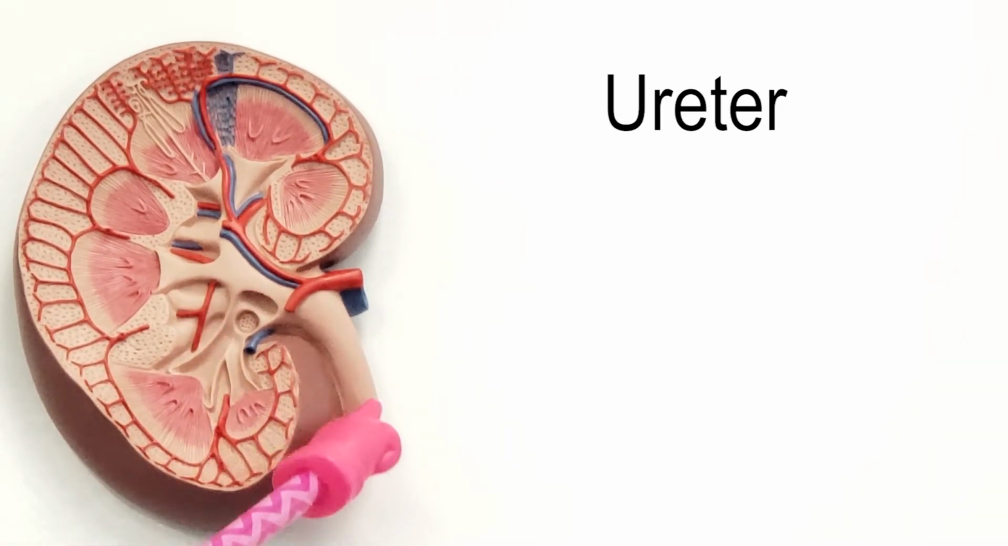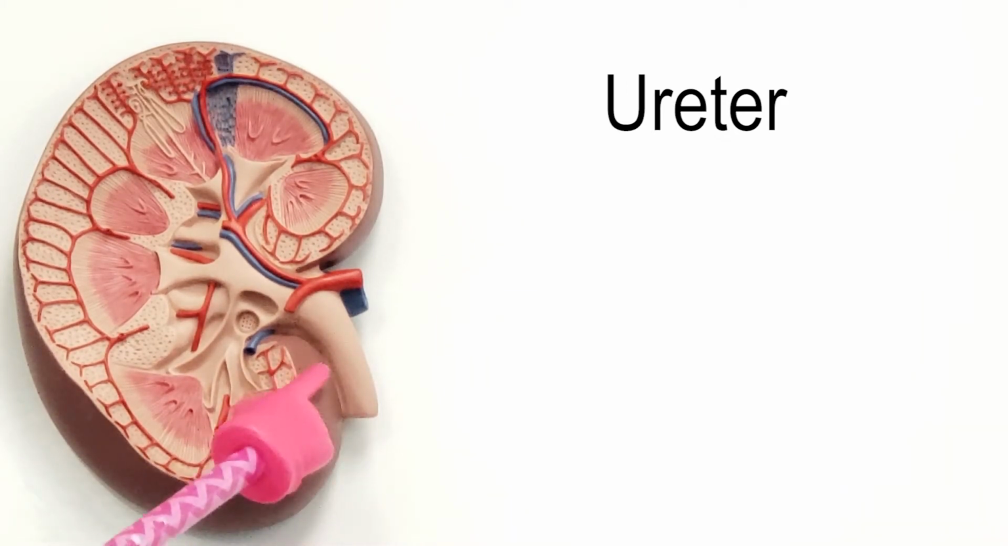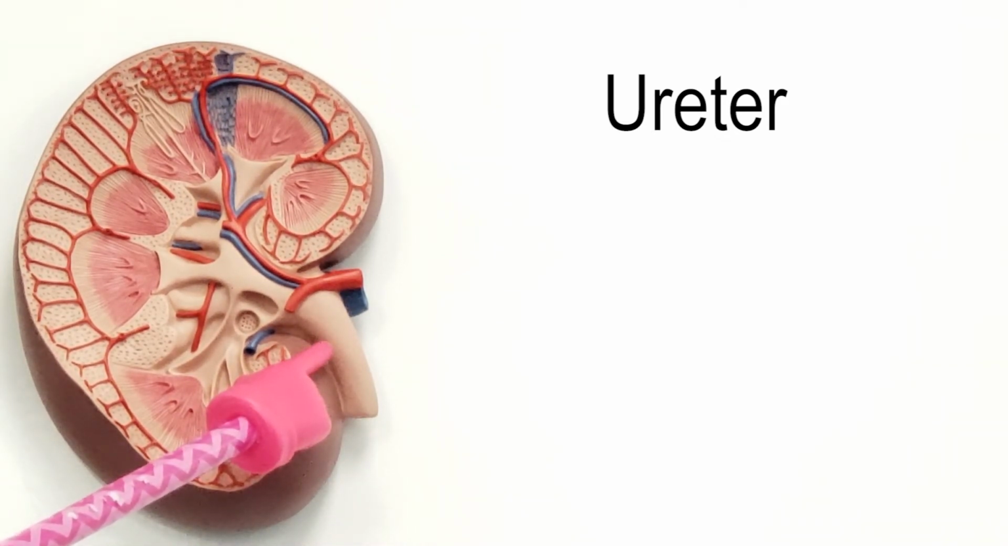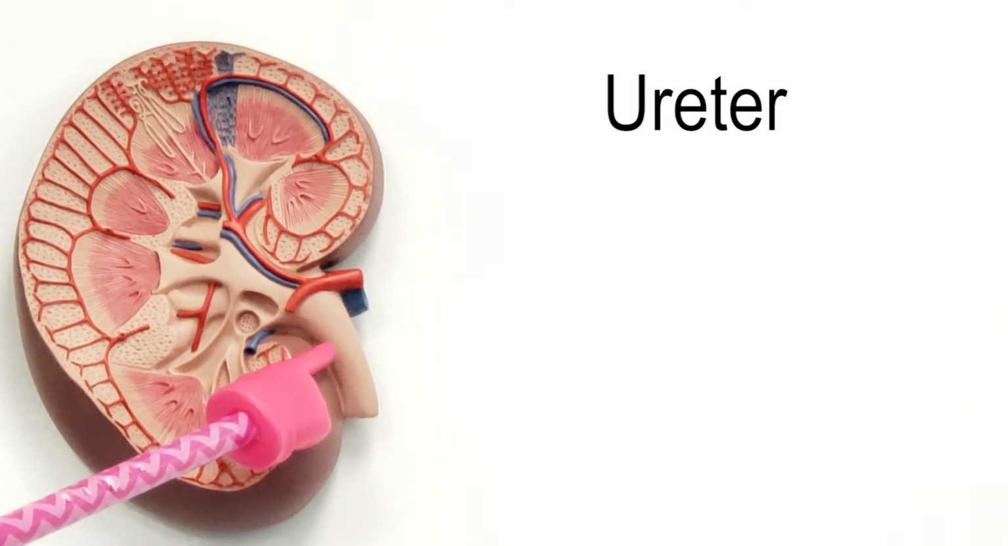The ureter. The ureter transports urine from the kidney to the urinary bladder. The ureters move the urine via gravity and peristalsis.